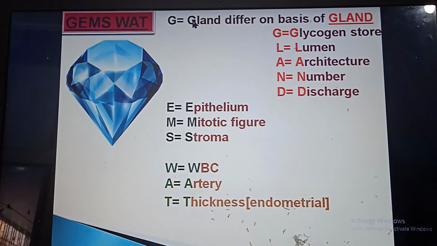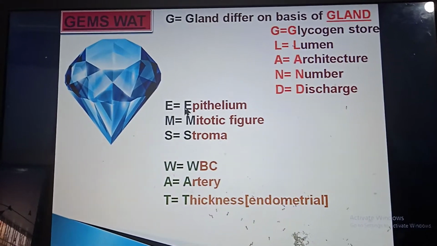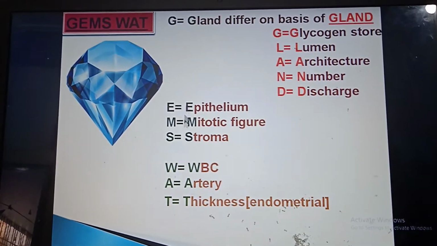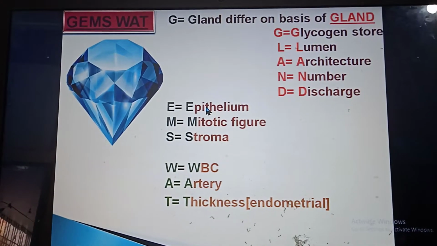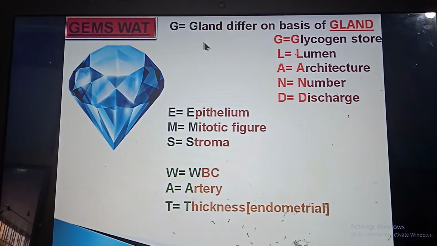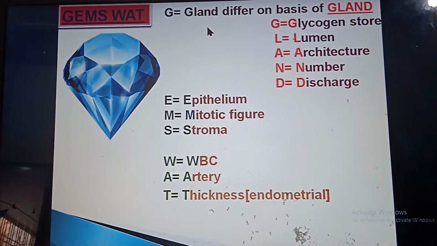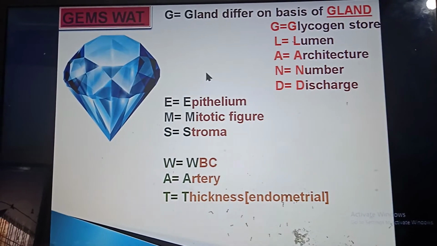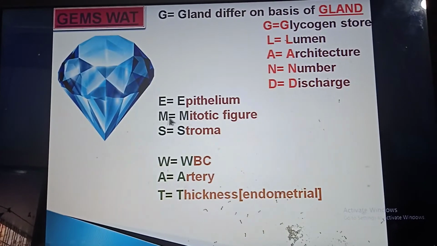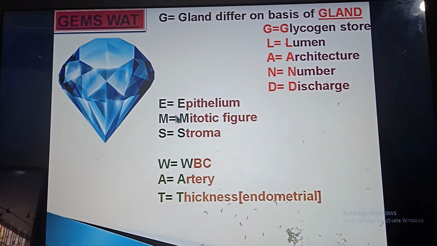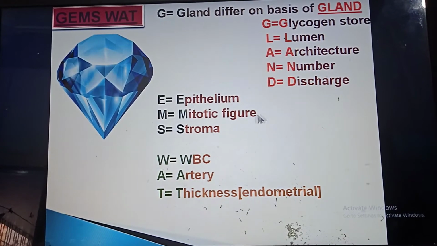Gland and these all things will be more in secretory phase. There are two phases of the menstrual cycle, that is the proliferative and the secretory phase. In secretory phase, all these will be more. In proliferative phase, all will be less except the mitotic figure. Only this one will be more in proliferative, the mitotic figure.